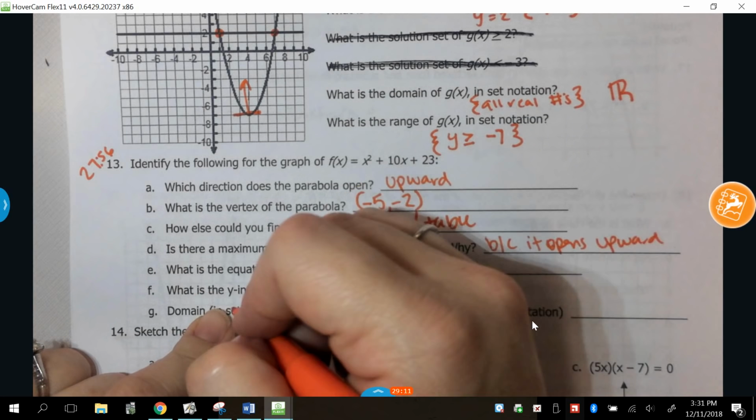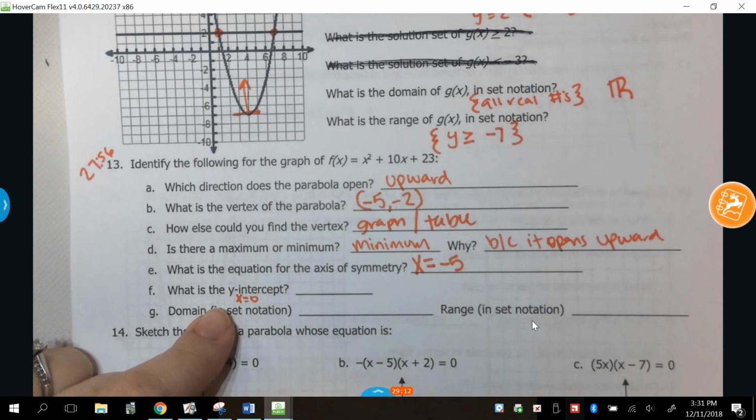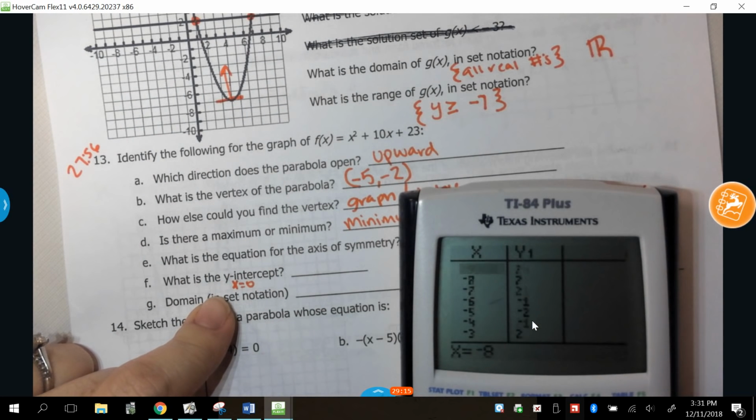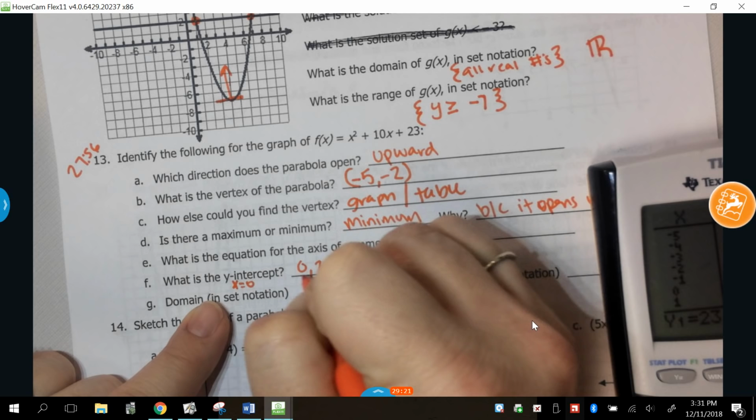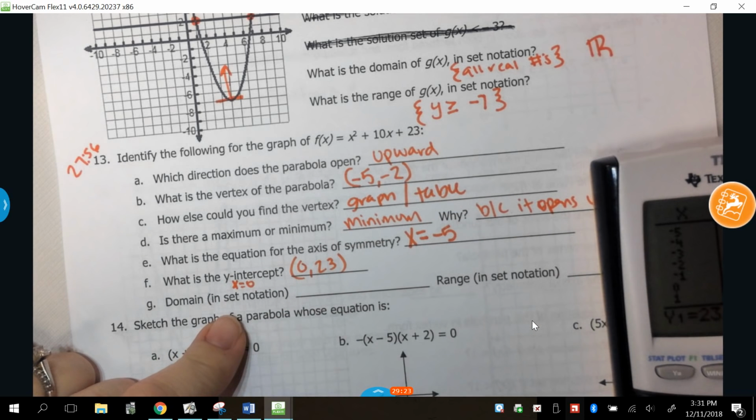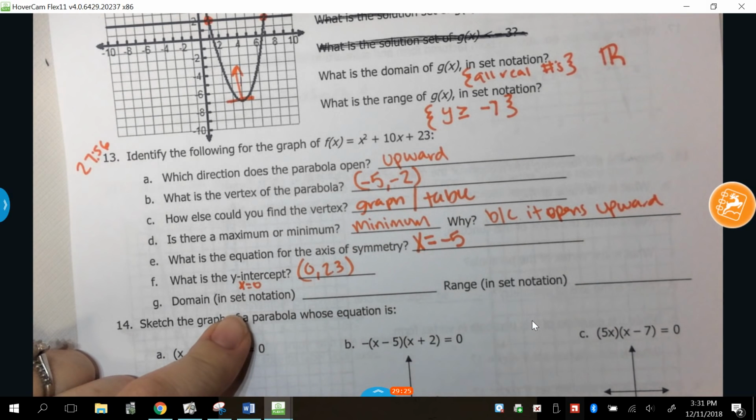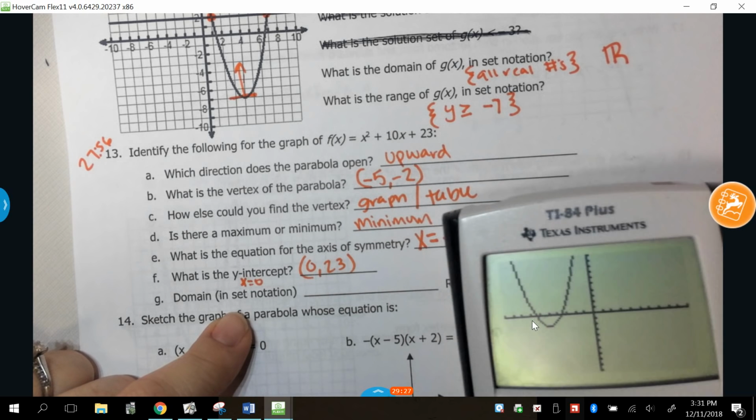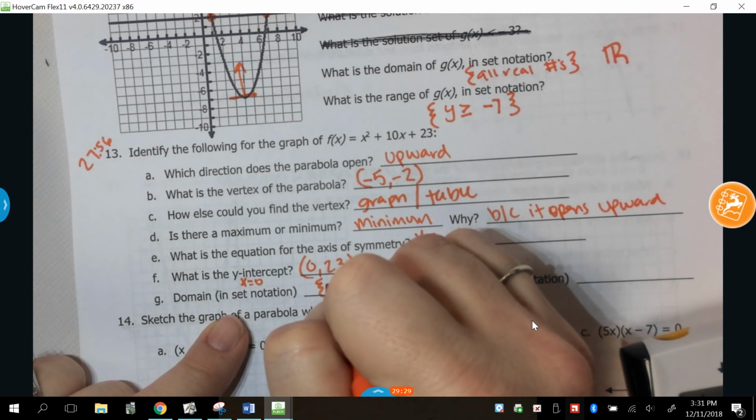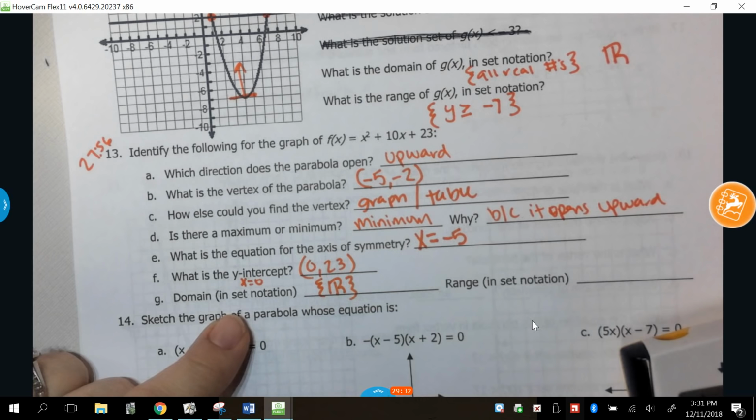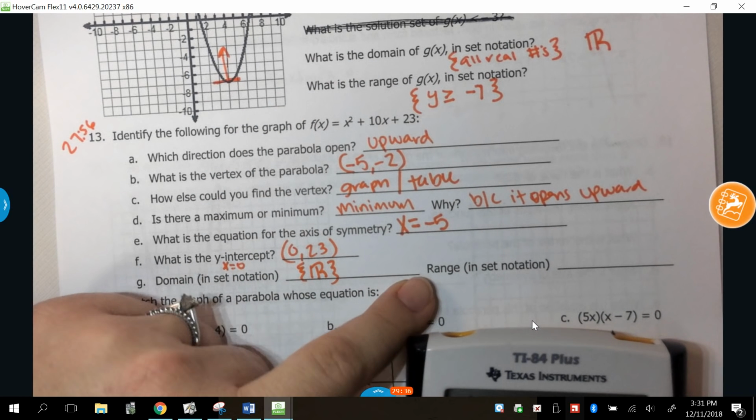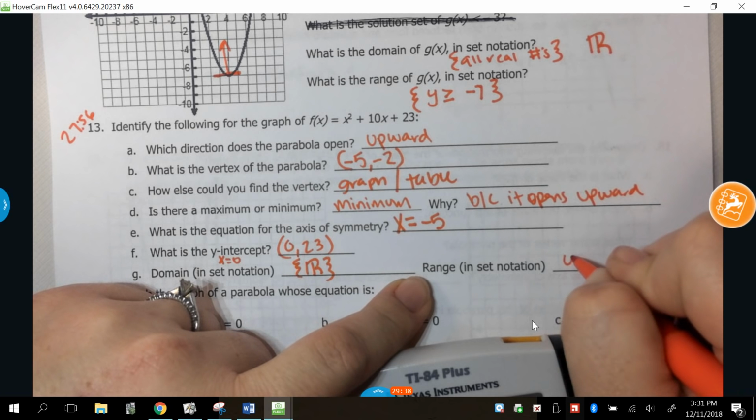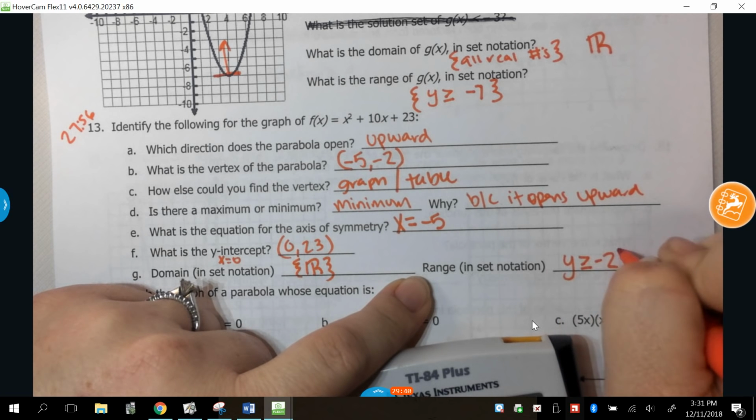What is the y-intercept? Remember, y-intercept is where x equals 0. So let's go to our table. X is 0 at 23, so this is 0, 23. Domain in set notation, so that's with fancy brackets. Domain of this is going to be all real numbers. And the range, the lowest this goes is -2, so it's y is greater than or equal to -2.